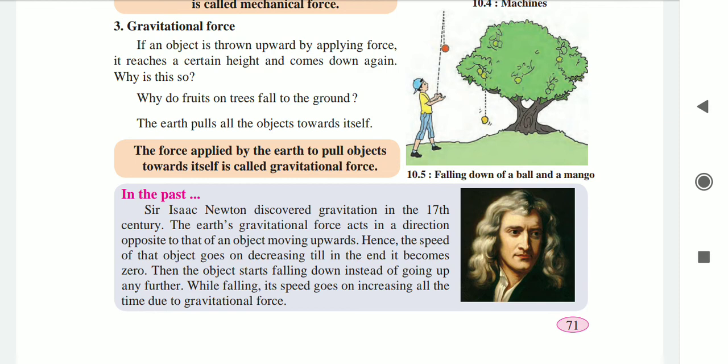So, what happens exactly? Earth acts on the object in the opposite direction. Because of that, whenever the object is thrown upward, it tries to go high, but the speed goes on becoming less and less. As you throw upward, it will go to a particular height where the speed becomes zero. Then it comes down with great speed. That speed, while coming down, is due to the gravitational force applied to the object. Understood? So, what is the definition here? The force applied by the earth to pull objects towards itself is called gravitational force. Let's see the video now.